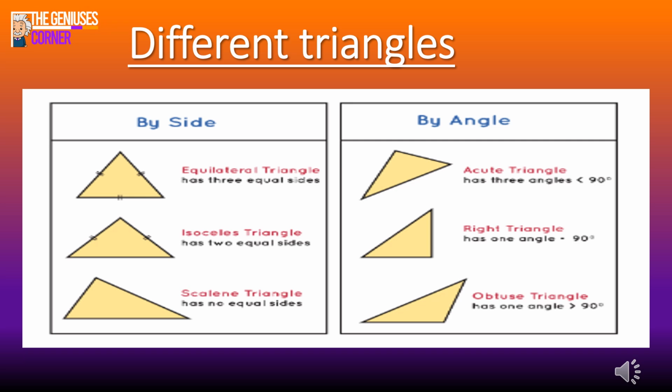Remember, there's also a right-angled triangle which has a 90-degree angle. And there's also an acute triangle and an obtuse triangle. So these are just properties by angles and by side. Those are the properties of triangles that we need to remember before we can do any questions here. But we need to take this into consideration when we do any questions in Euclidean geometry.